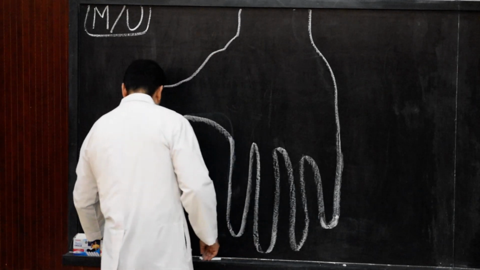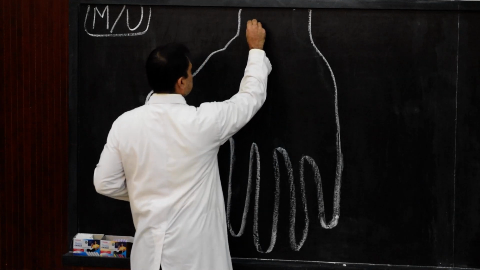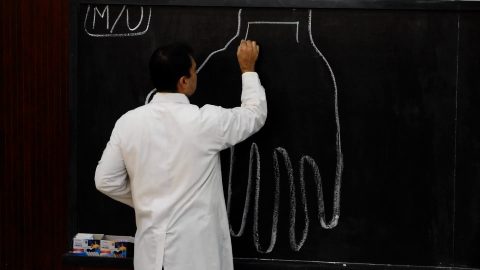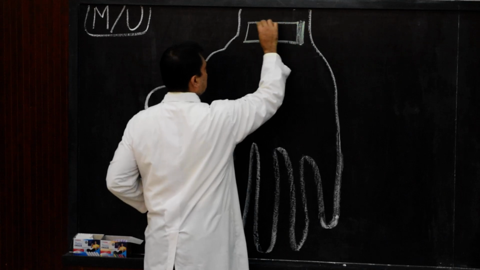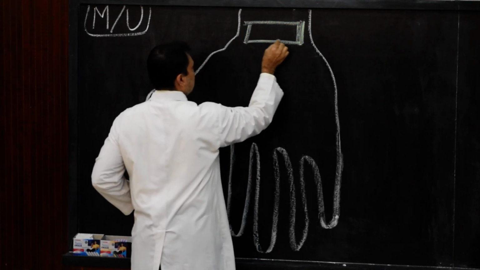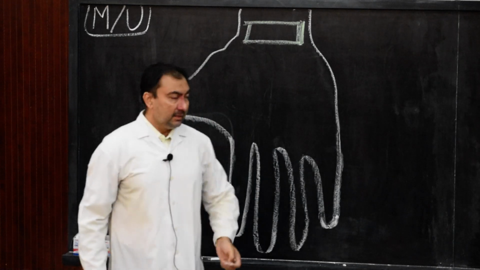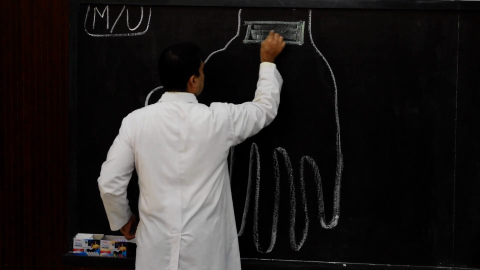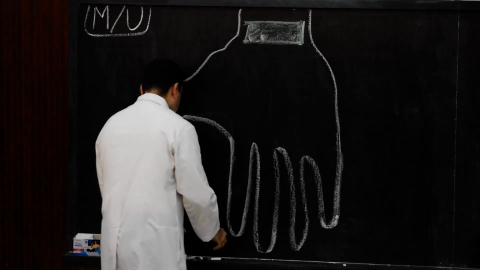Here, in order to start, we first need to draw the flexor retinaculum. So we will first draw the flexor retinaculum, and this flexor retinaculum will serve as an important landmark for the entry of the median and ulnar nerve in the palm. So here we complete this by giving horizontal color to the flexor retinaculum.